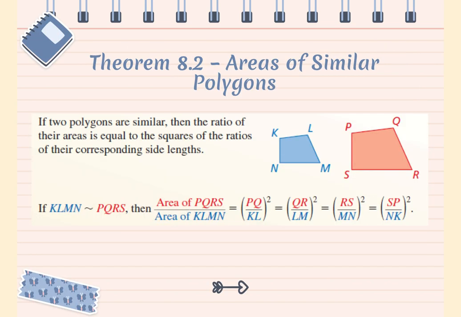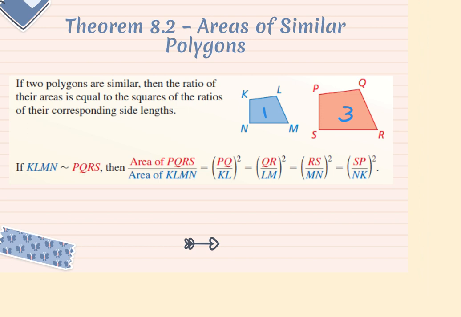Okay, and then we take it a step further and say areas. Because areas are the product of two measurements, you take your ratio and you square it to get the ratio of the areas. So if two polygons are similar, the ratio of their areas is equal to the square of the ratio of their corresponding side lengths. So if the ratio of the sides or the perimeters is 1 to 3, then the ratio of the areas would be that squared. I'd square the top, square the bottom, and I'd get 1/9.